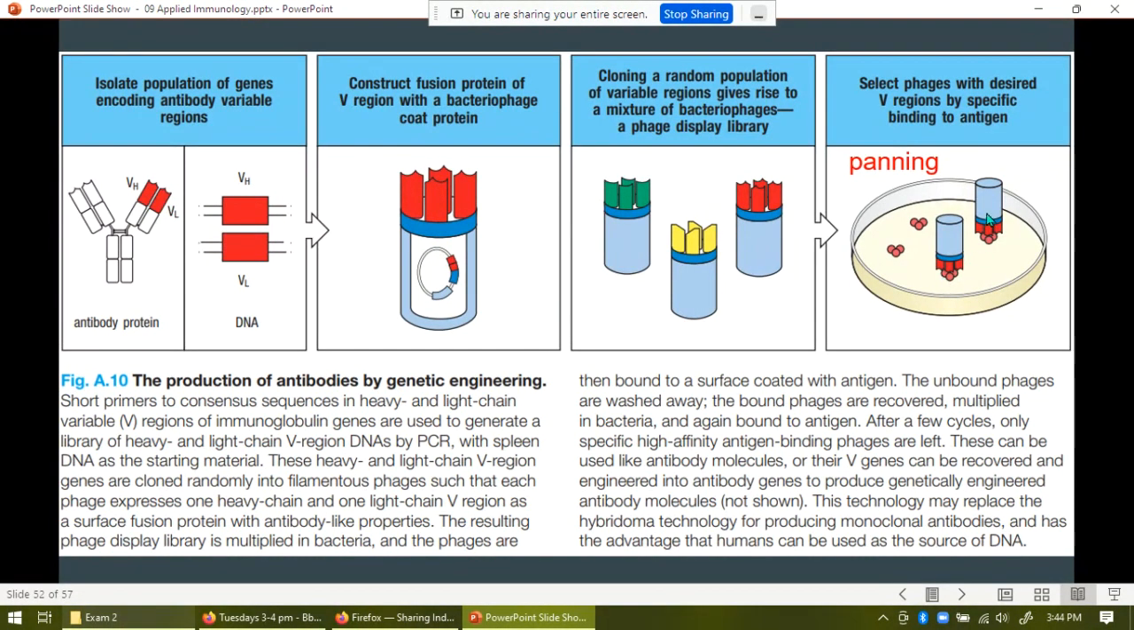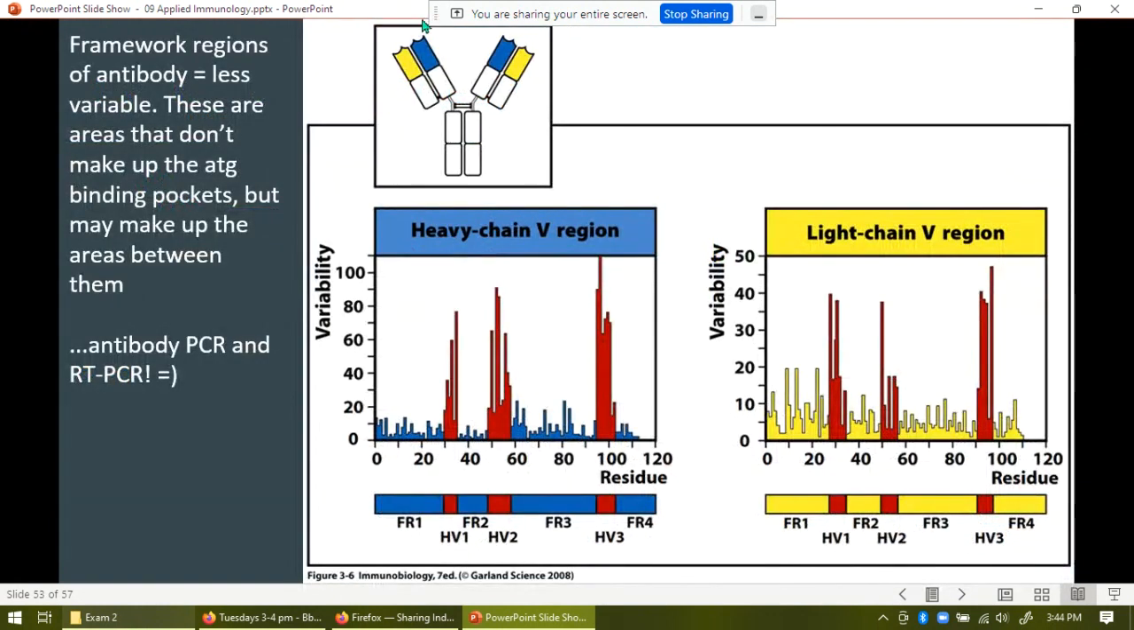There are other techniques too. You can conjugate pretty much anything you want to these, as long as you think it might be toxic to the cell that you're targeting it to. Okay, so there's a number of different uses for this.